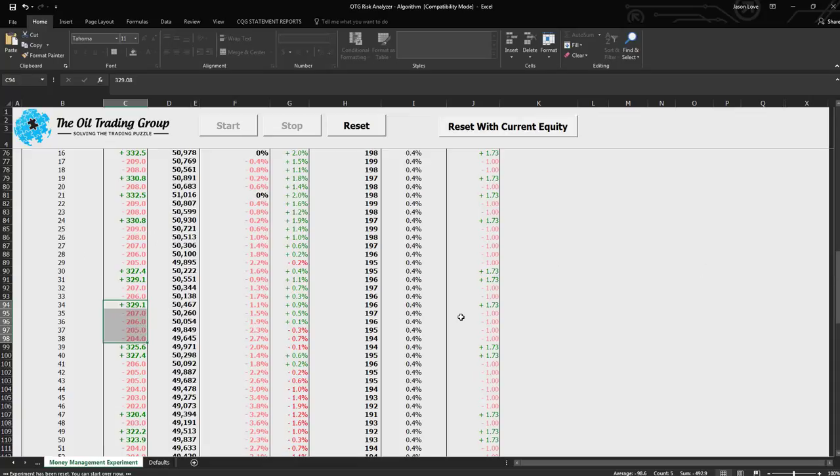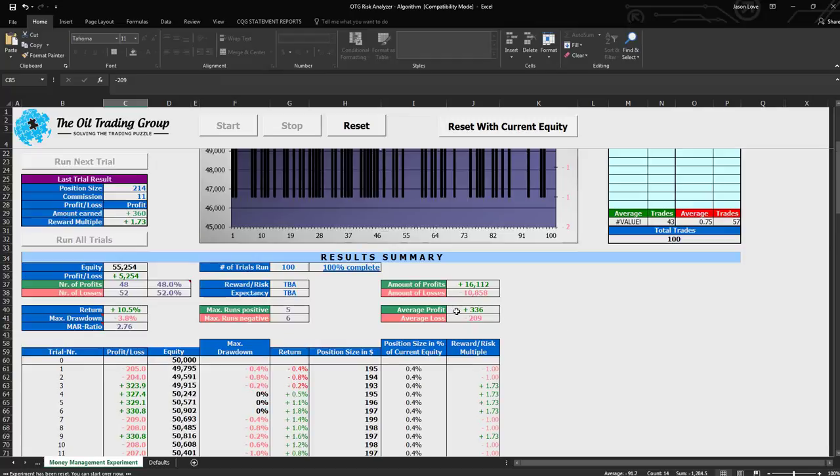Here's why we call it the desktop psychologist. Even with this much losing, a 21% win rate, the profit, as you recall, was $5,254. So no need to throw out the system.